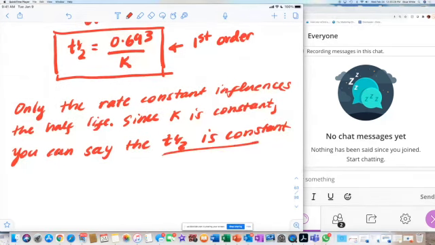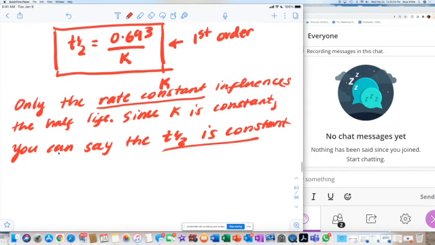Okay, so you see how they take a simple equation and derive so much from it. People tell me, you're overthinking stuff. I'm like, that's how we get trained in chemistry. You don't just look at an equation and move on. You get so much from it, right? So in this equation, only the rate constant k influences the half-life, but since k is constant, you can say T1 half is constant. So remember this simple equation.